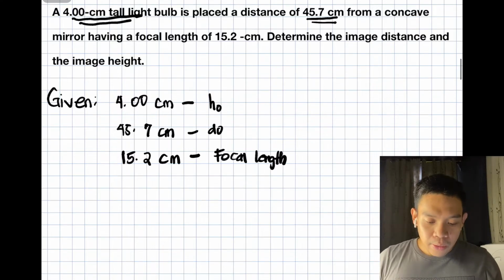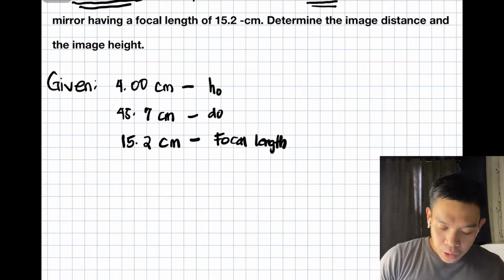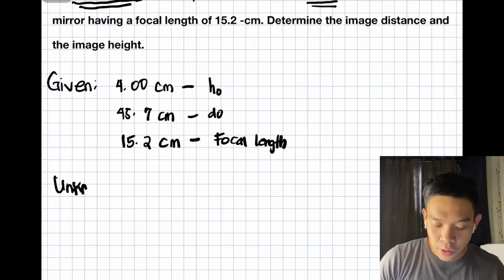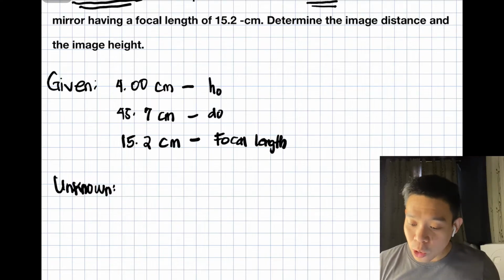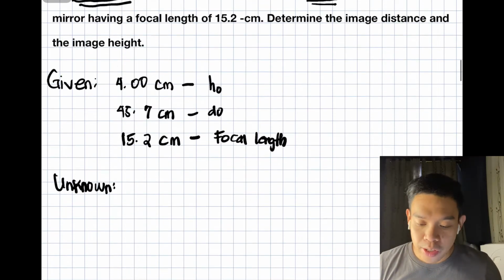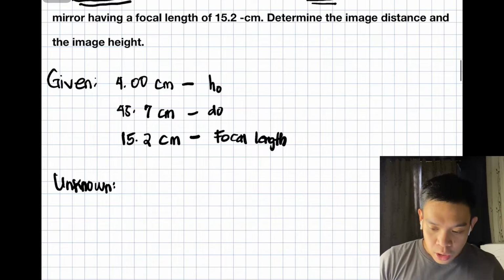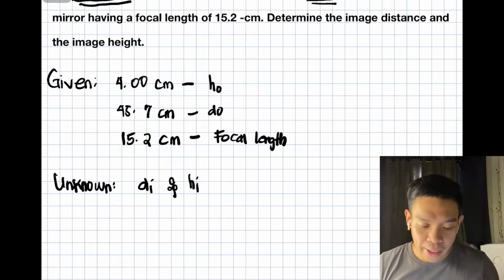Okay, now we have our unknown. So what we are looking for in our problem. For our unknown, we are asked to determine the distance of the image and the height of the image. So we are looking for the dI and also the height of the image, or hI.